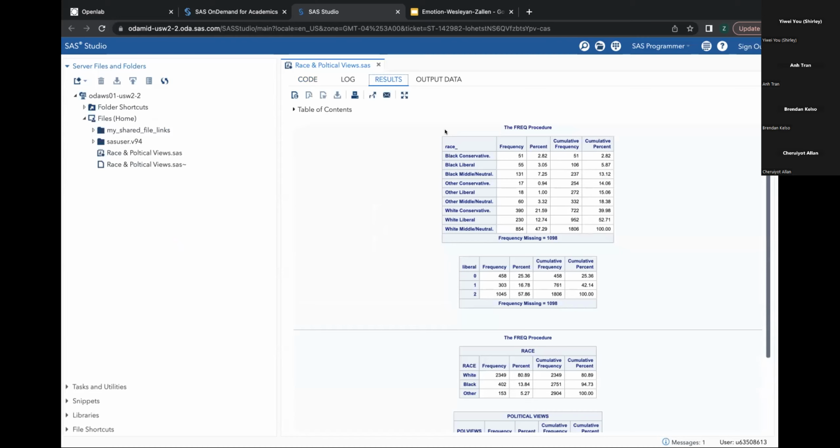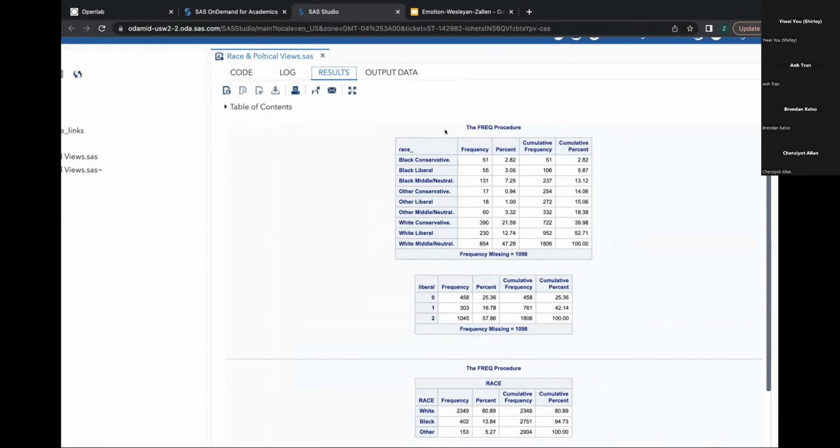Okay, let me see this. So you created race by political view groups. I like this. I'd take out other because look, they're too small, 17 people, 18 people. You don't even want to put them in a graph. So you're going to do that. Fine, liberal. Okay, keep going. I love it.